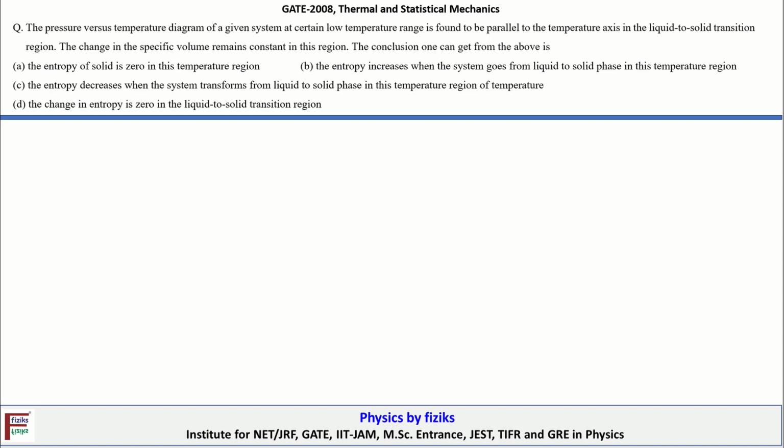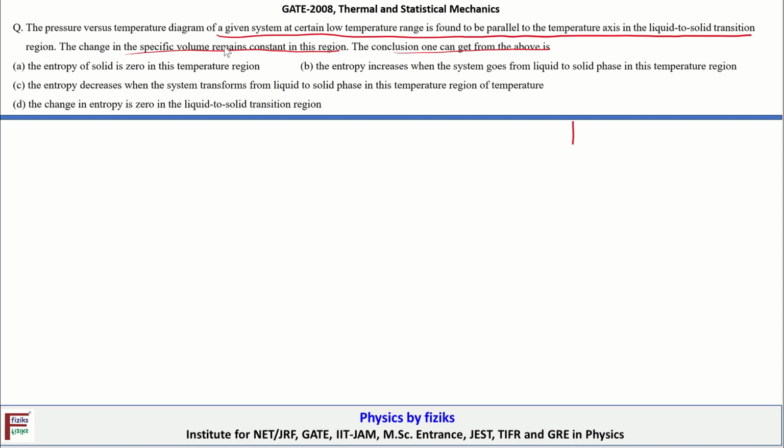So let's continue with the next problem. The statement is: the pressure versus temperature diagram of a given system at a certain low temperature range is found to be parallel to the temperature axis in the liquid to solid transition region. The change in specific volume remains constant in this region. The conclusion one can get from the above is.